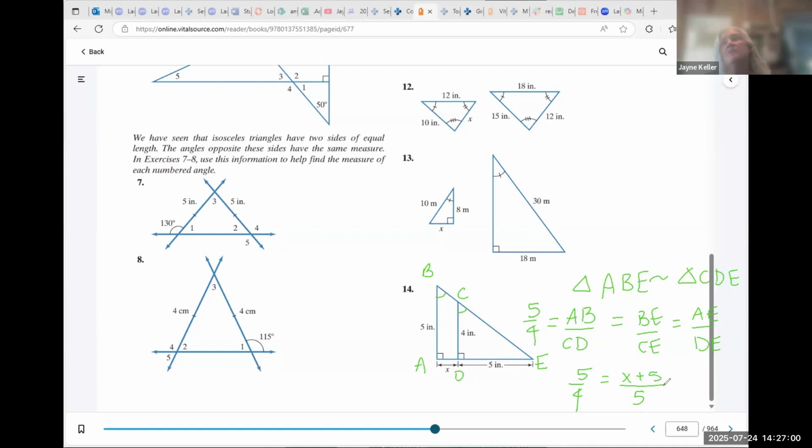And then to solve this, anytime we have a ratio equal to another ratio, we call that a proportion. And to solve it, we can cross multiply. So we multiply this numerator times this denominator. That gives us, I'm going to write it over here, 25. And it has to be equal to this product. So 4 times X plus 5.